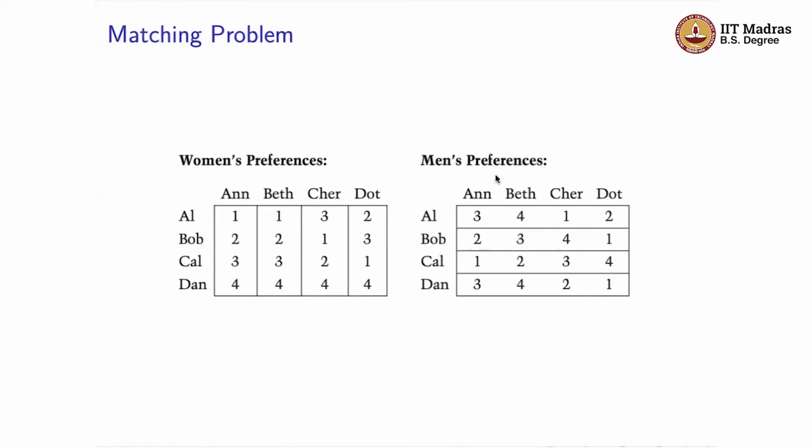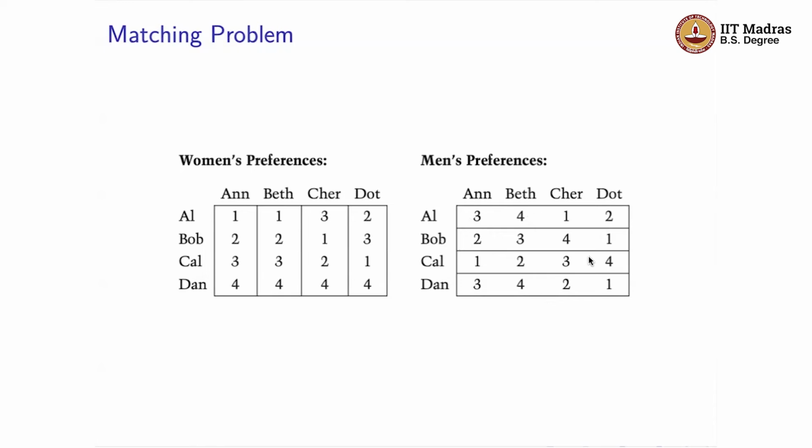Similarly, we can have the men's preferences, right? So the way in which you read this table is that as per Al, if we were to ask Al to compare the 4 different women in terms of desirability as a wife, Cher is the best option as a partner. The second best option is Dot. The third best option is Anne. The fourth best option is Beth, right? Similarly, for Bob, Dot is the first best option, Anne is the second best option, Beth is the third option, and Cher is the fourth best option. So this is how you read the tables, okay?